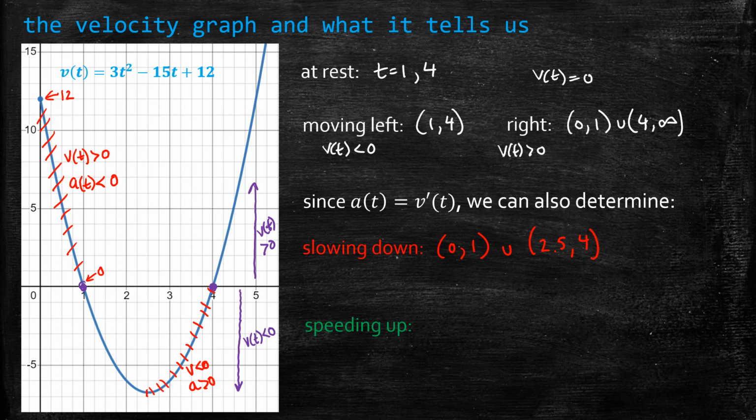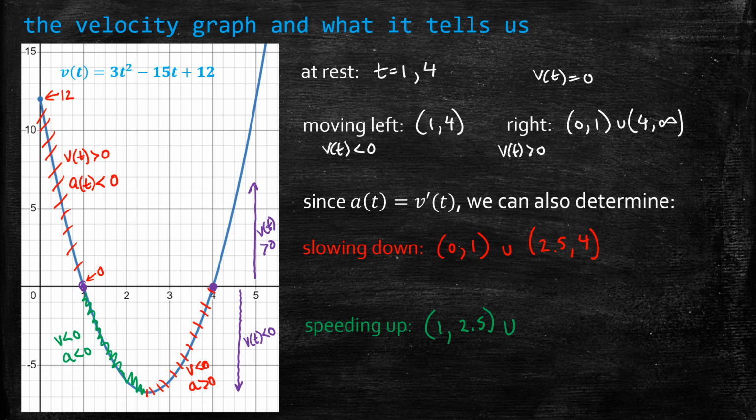Well, that leaves the other intervals for speeding up, but let's understand why. So the velocity is going from 0 to nearly negative 7, so it's obviously speeding up in a negative direction. We have velocity that is negative, and the slope of this function in this interval is also negative, so the acceleration is negative. They match, and therefore from 1 to 2.5, it's speeding up.